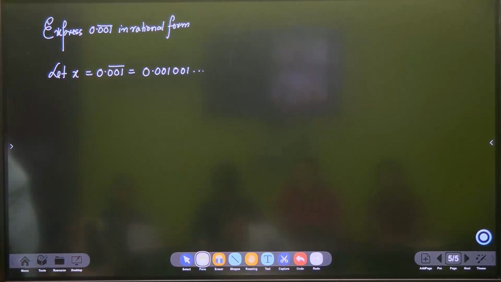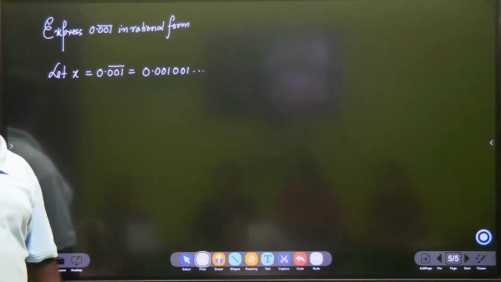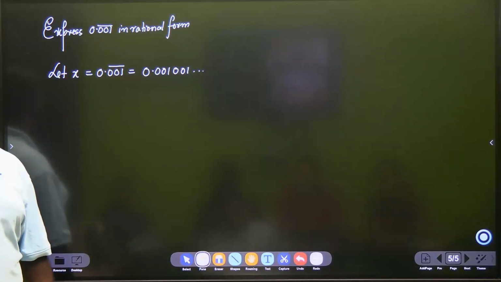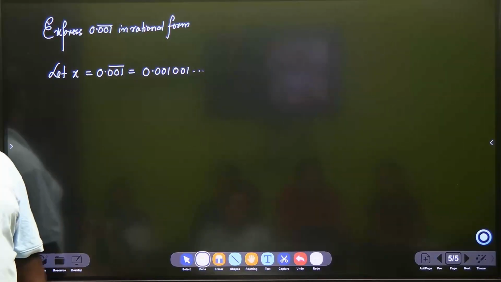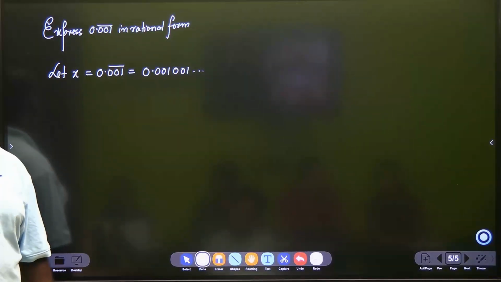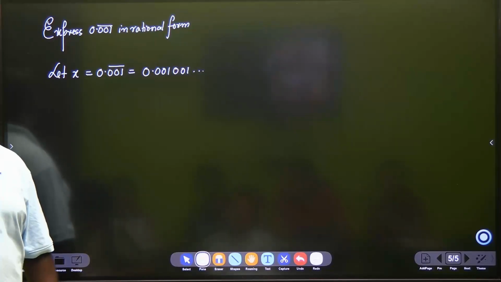Sastri, is this step clear to you? Because my repeating block is 001, right? Now tell me, what is the periodicity? Only you will answer, and if you answer wrong also, there's no shame. Speak up. 3 is the periodicity because 3 digits are repeating. If 3 is the periodicity, my multiplication factor will be 1 with 3 zeros, means it will be 1,000.